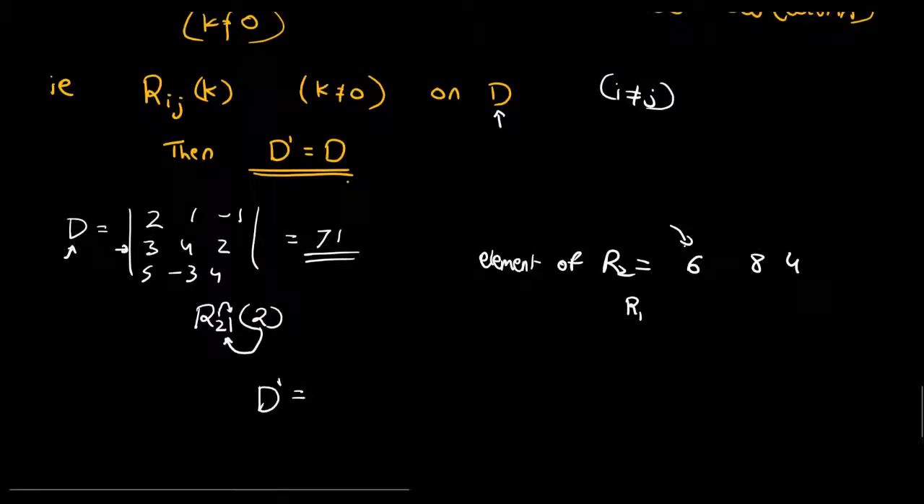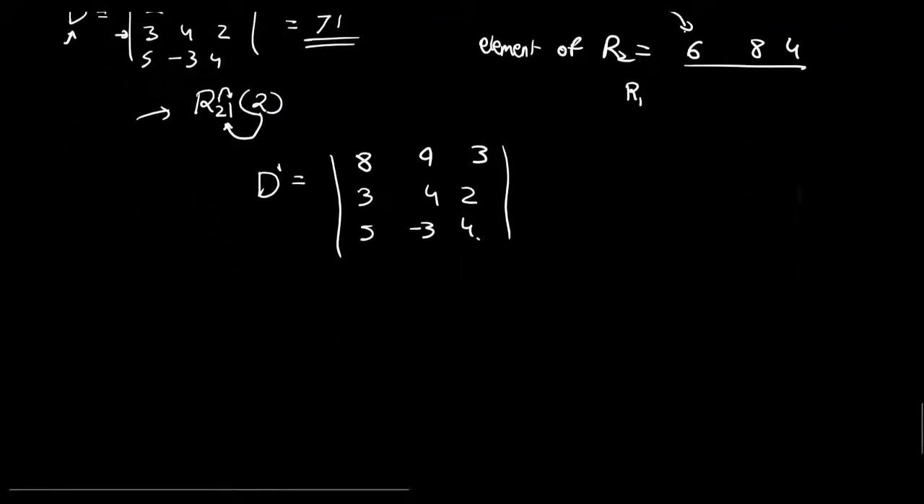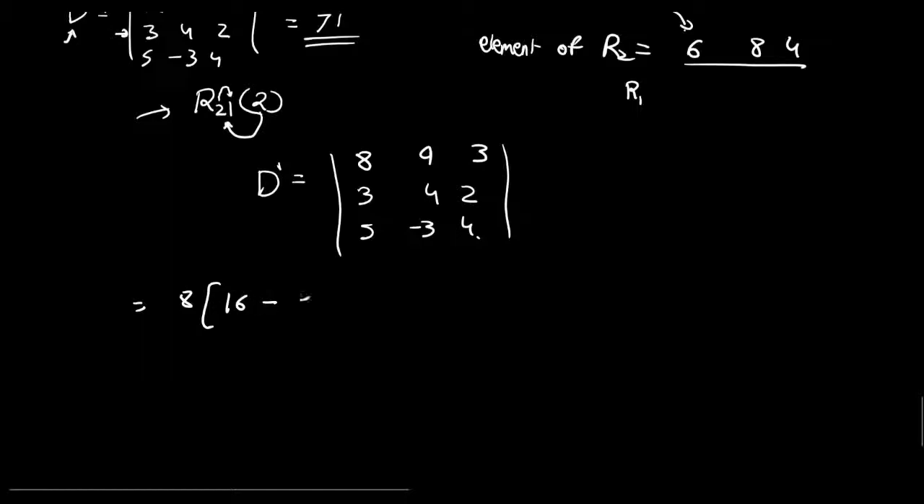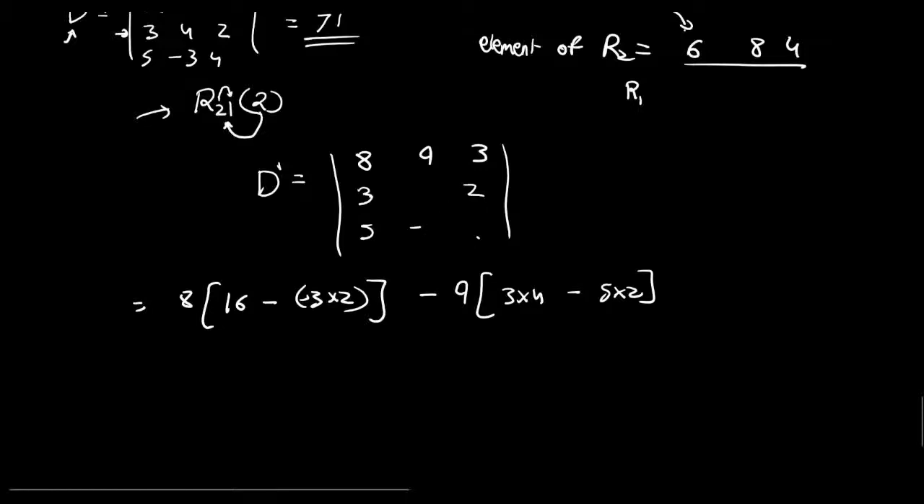Our new determinant that we obtained after performing this operation will be what? We are adding all these values to the first row. So 6 plus 2 will be 8. 8 plus 1 is 9. And minus 1 plus 4 is 3. All the rest of the elements of the original determinant remain the same, which is 3 4 2, 5 minus 3 4. Now if we solve this one, what we get? 8 times (4 times 4 is 16, minus of minus 3 times 2), this times this, minus 9, the second element of the first row, times (3 times 4 minus 5 times 2), which is this times this minus this times this, plus 3 times (minus 3 times 3 minus 5 times 4).